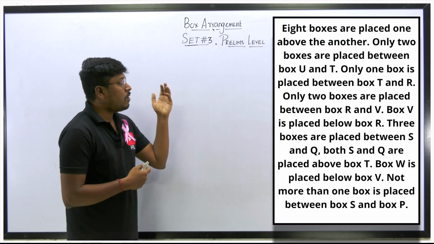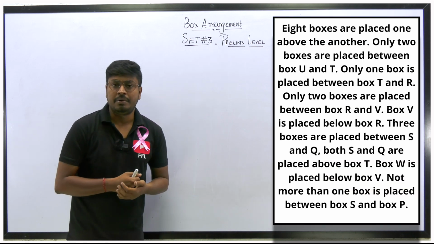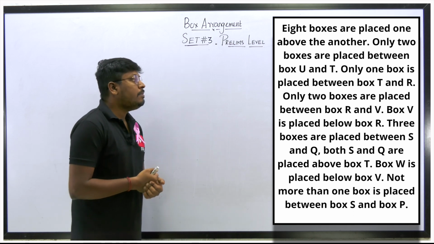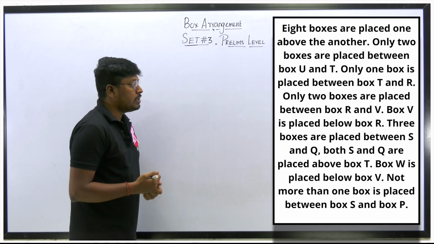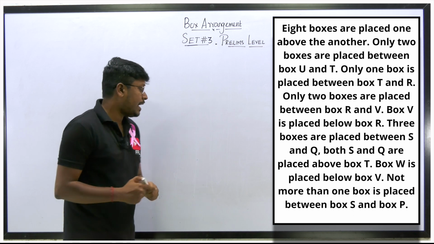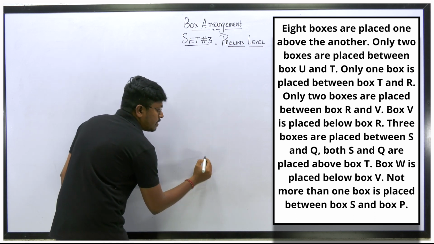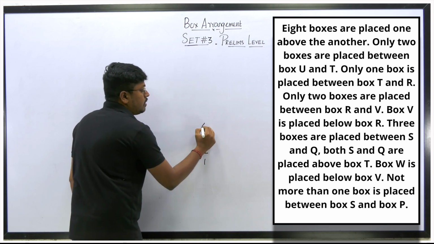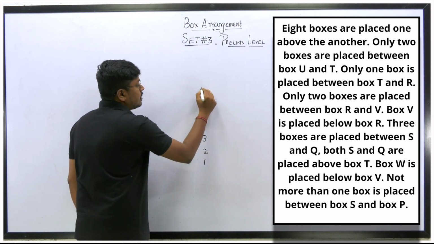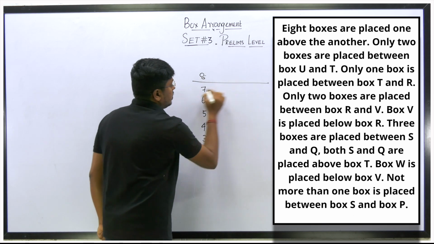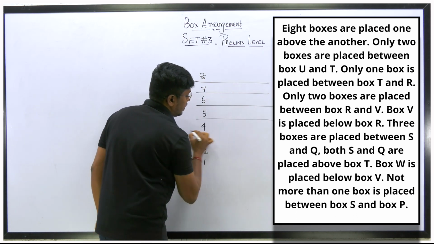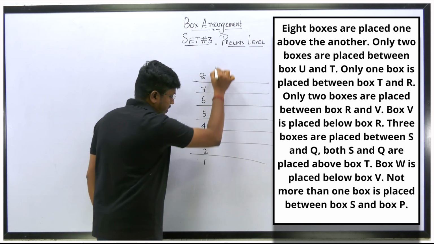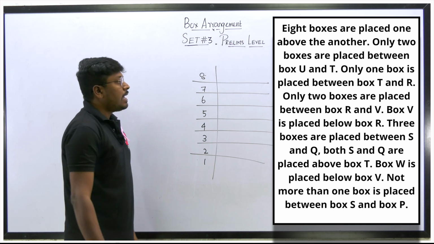Now let me move on to the set number 3 box arrangement question. 8 boxes are placed one above the other. So totally how many boxes are there? 8 boxes. So put the numbers starting from the bottommost box: 1, 2, 3, 4, 5, 6, 7 and 8. Based upon the questions, we can draw the possible diagram. Understood or not? So totally there are 8 boxes.